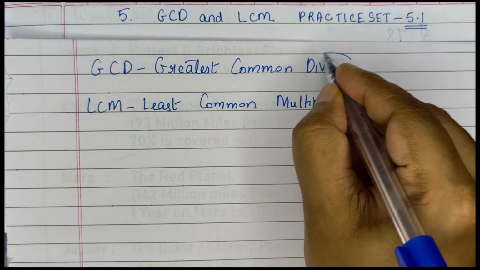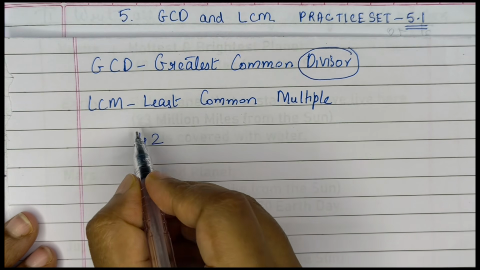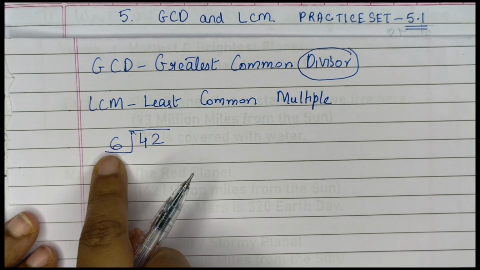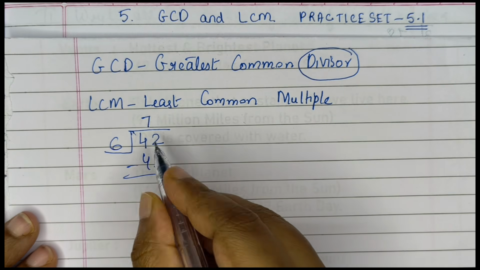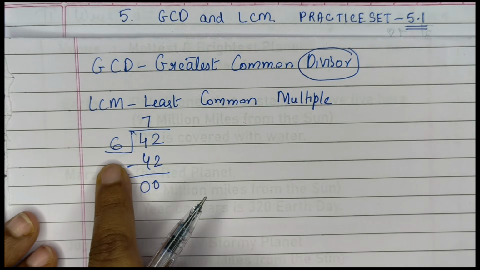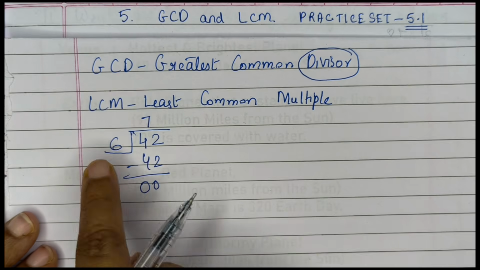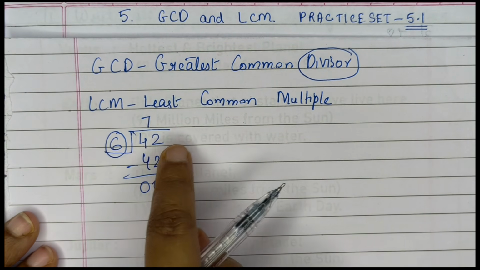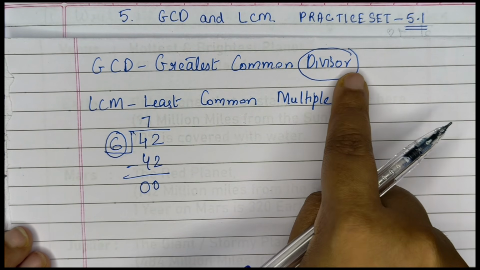Now see, what is a divisor? Suppose they give you a number like 42, and suppose I say 6 is the divisor. 6 7s are 42, and when you divide it you get 0 as the remainder. So when a number is divided by another number and no remainder is formed, that number is called a divisor. That means 6 is the divisor of 42. Understood? 6 is called the divisor of 42 because there is no remainder. Understood what is the divisor?